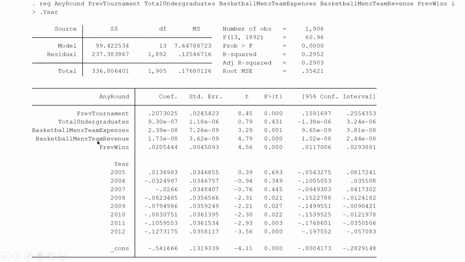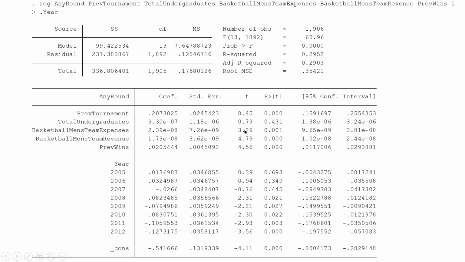So now, if we look at all these things, it looks like if I spend more money on my basketball program, instead of 0.00 and all those zeros and 7, it falls to the same number of zeros, but to 2. Right, so it's gotten quite a bit smaller.